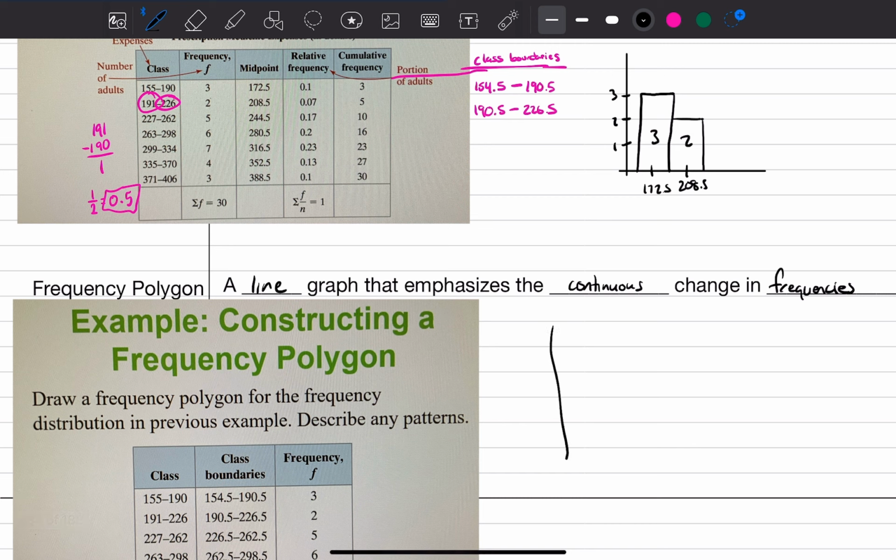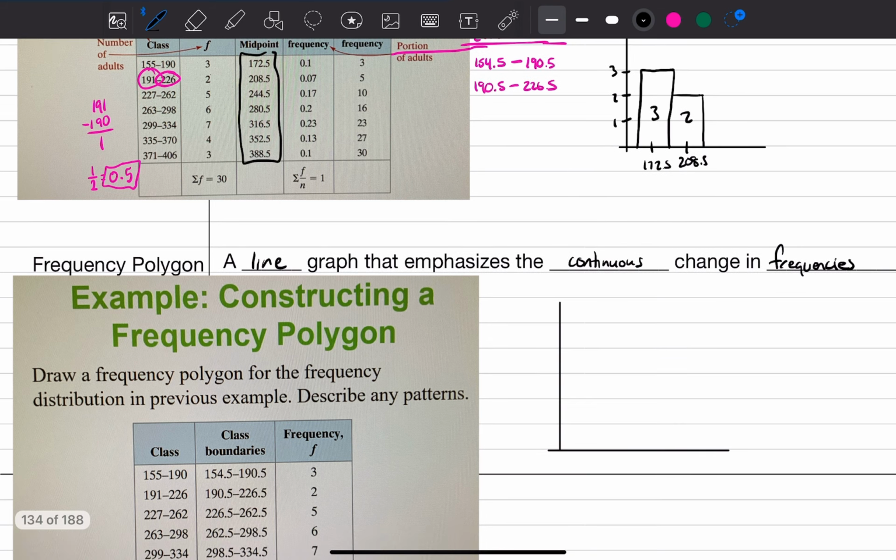So if I create an X and Y axis, and I label all the midpoints, so the midpoints that I have here, I have 172.5, 208.5, 244.5, and then you keep going.